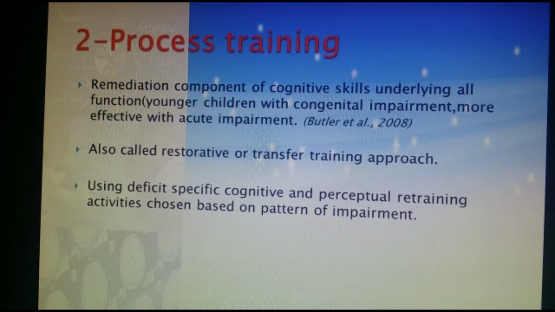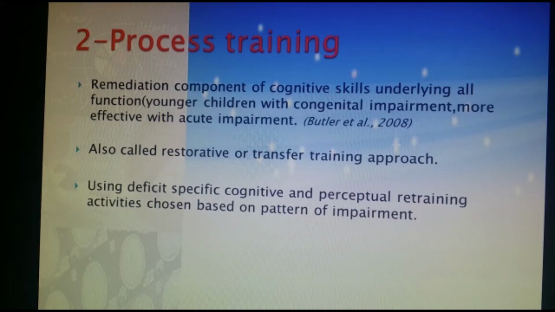So it is the remediation component of the cognitive skill underlying all function, and it is more effective with younger children with congenital impairment and with acute impairment. So remember, with the acute stage and with younger children, using process training is more effective. It is also sometimes called the restorative or transfer training approach, and we use deficit-specific cognitive and perceptual training activities, chosen based on the pattern of the impairment. So this is basically what we mean by process training.